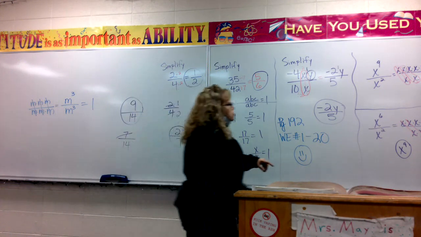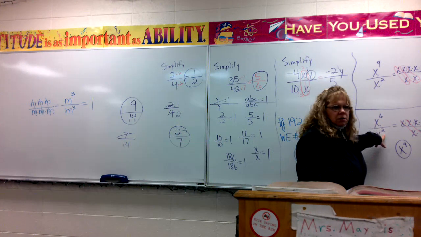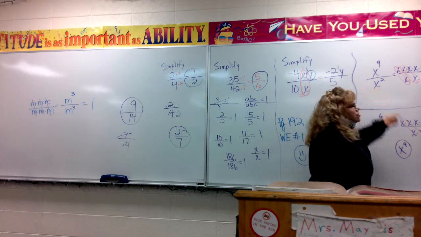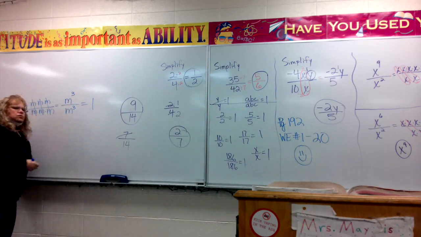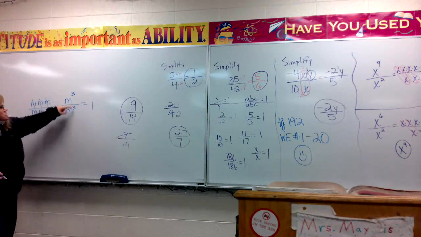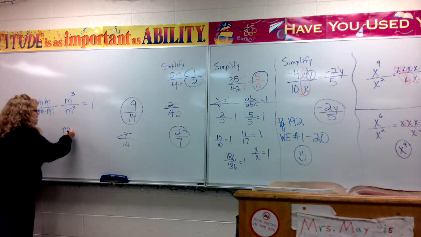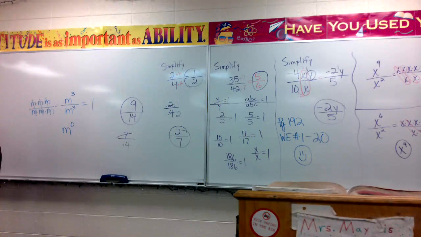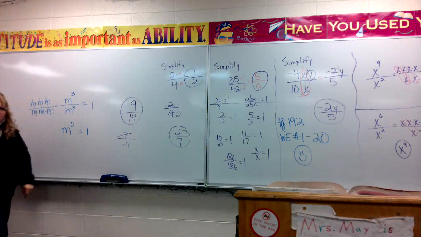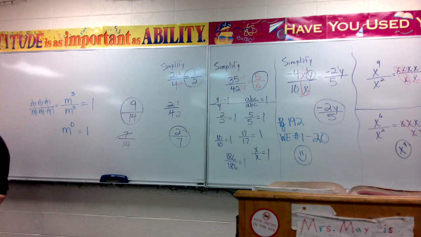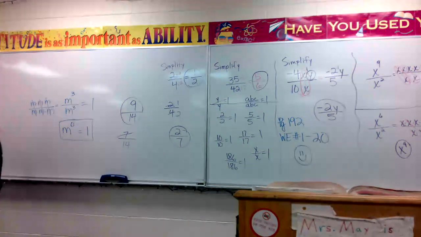And here's the cool part. What did you just tell me to do with these exponents? It's the S word. Subtract them. So guess what? We're going to subtract those. What is 3 take away 3? 0. So I get M to the 0. But what is that equal to? 1. And here's what I forgot to tell you. Anything to the 0 power is always equal to 1.